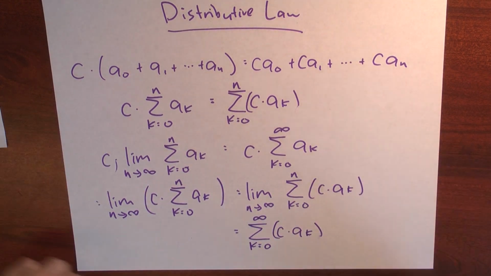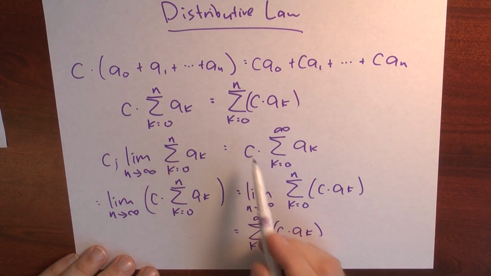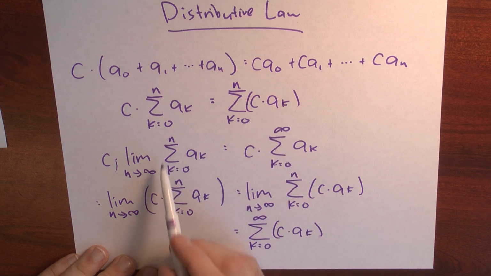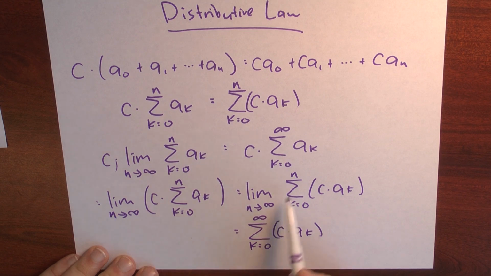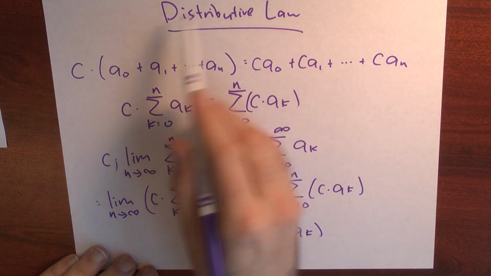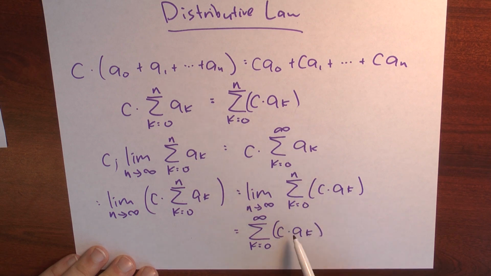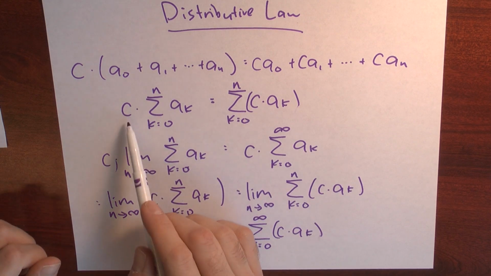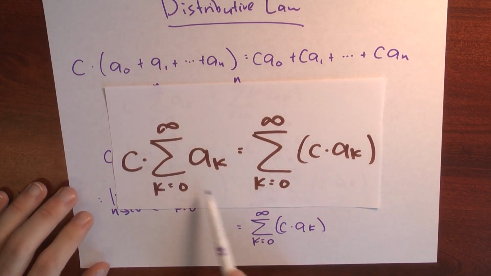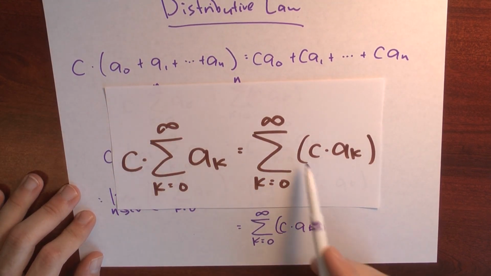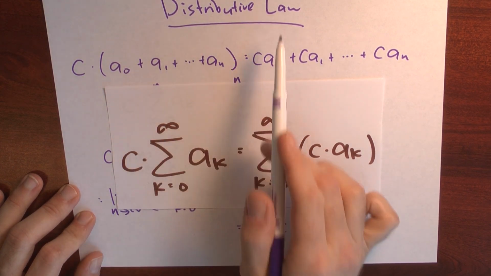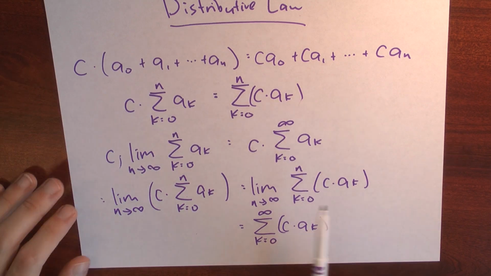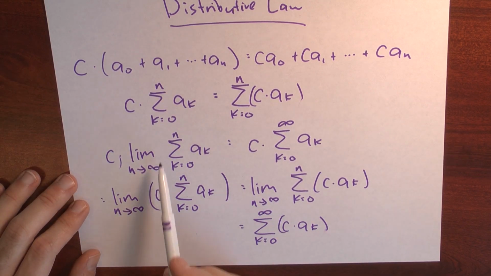So let's look at what happened here, right? This is just the definition of the infinite series. The fact that these are equal is a property about limits. The fact that these are equal is the distributive law, and the fact that these are equal is the definition of infinite series. So the fact that a constant multiple times an infinite series is the infinite series of that constant multiple of the terms is more than just the distributive law at play. It's really the distributive law plus a fact about limits.